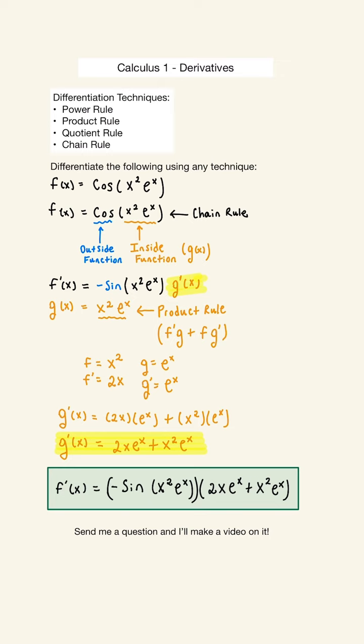And once we have our g prime term, we can go ahead and substitute it back into our original expression. And we'll get our solution, which is f prime of x is going to be equal to negative sine x squared e to the x multiplied by 2x e to the x plus x squared e to the x.